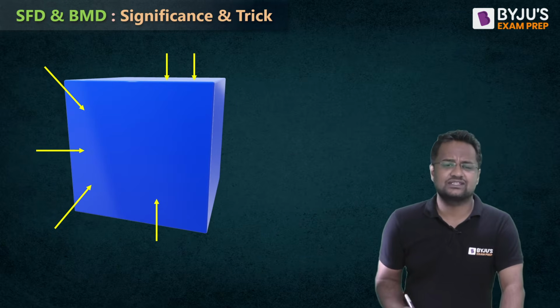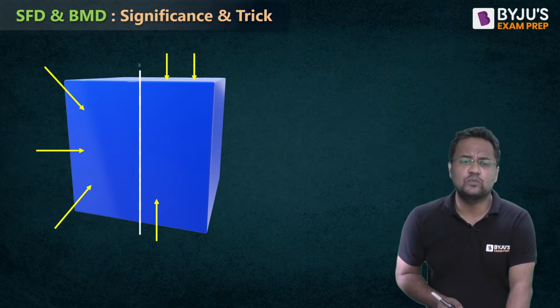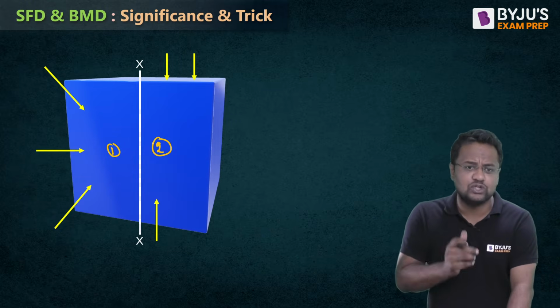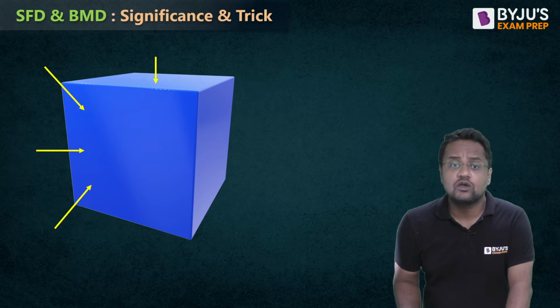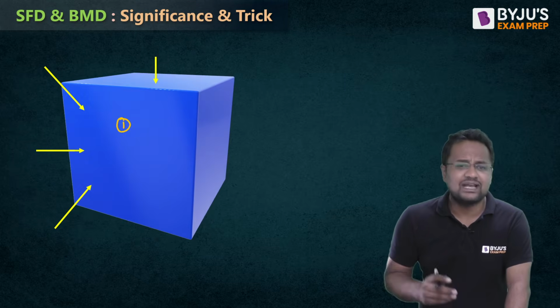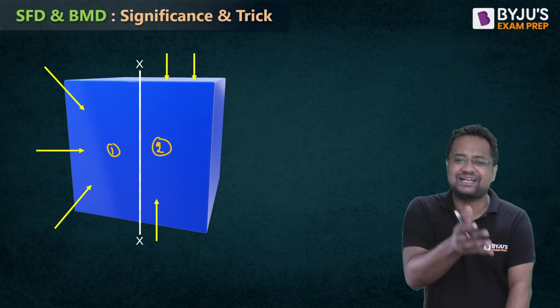Now suppose this is any beam and I cut it in two parts, at section xx. Naming this as part one, this as part two. I have cut this beam into two parts. I am drawing the free body diagram of any one part. Let me take this as part one. This is about half of this. Okay, it might not be exactly half, just a partition.